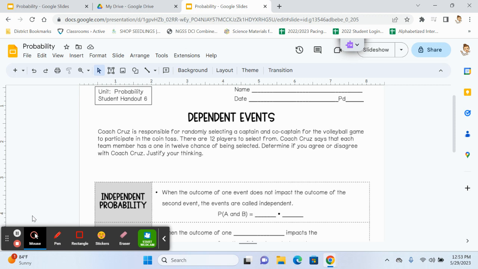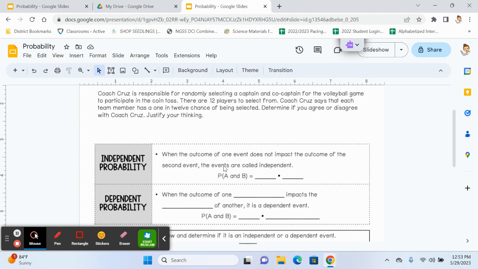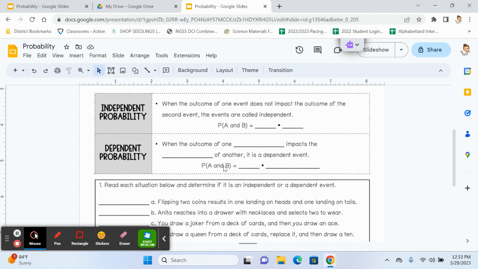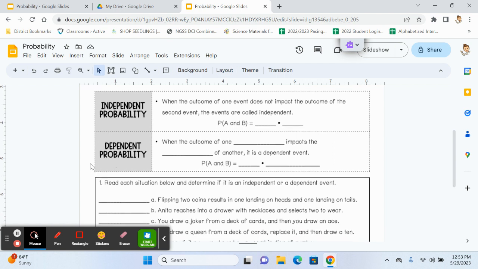We're moving on to dependent events. So, kind of like the last one before, we're going to skip this piece right here. And you can scroll, or not scroll, I'm scrolling. You're just going to move down to this section.